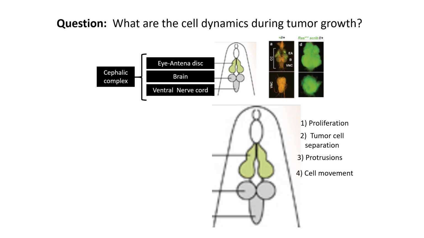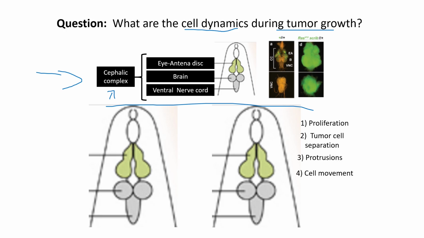So let me show you an example. In one project, we're studying the cell dynamics during tumor growth. The previous information that we have was taken from fruit flies in the larval stage. Why? Because imaging tumors is not very easy. So one of the best ways to do it is using fruit flies in the larval stage, in something called the cephalic complex.